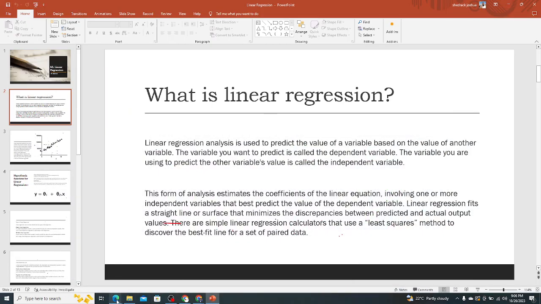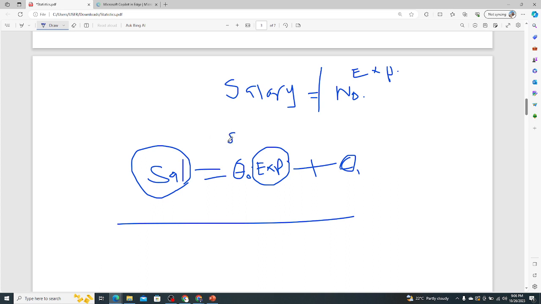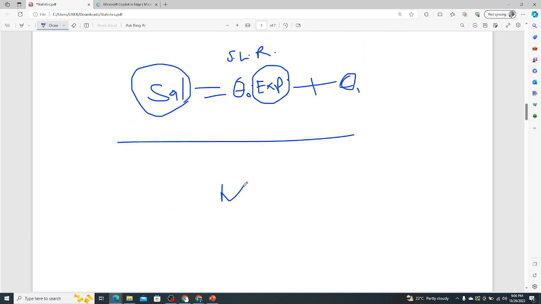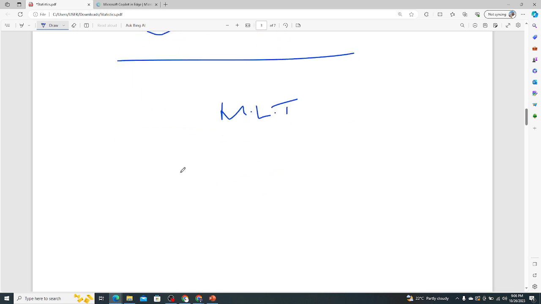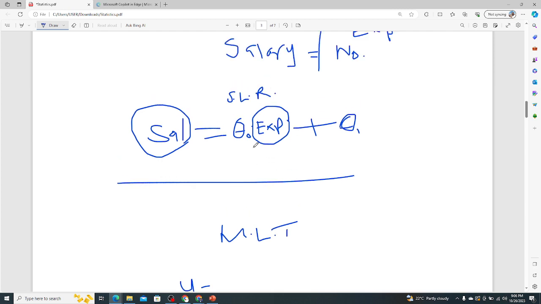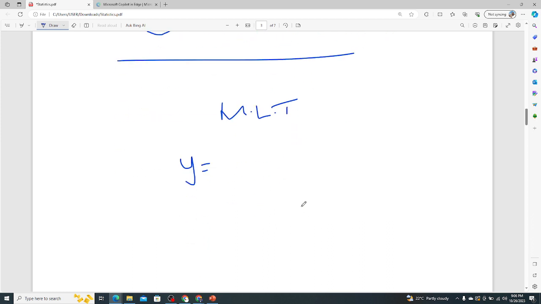Maybe the last thing, this is an example of simple linear regression. For multiple linear regression, just as a heads up, the difference is that for simple linear regression we only have one independent variable, but for multiple linear regression we have more than one independent variable.